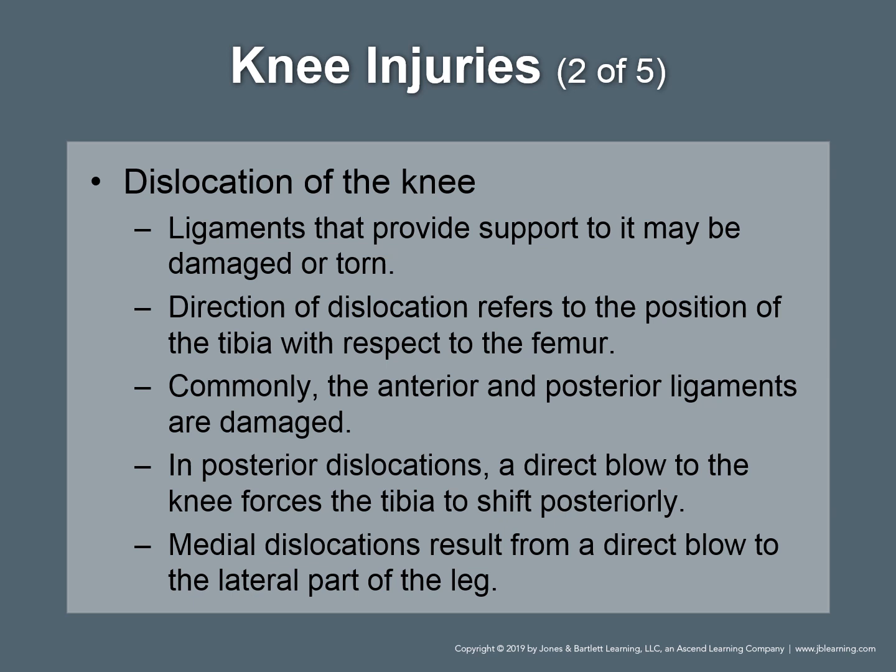Dislocation of the knee, the ligaments are probably going to be damaged or torn. And what happens is the knee has dislocated from the femur and the top of the tibia and fibula. Commonly, the ligaments in the front and back are damaged. Posterior dislocations are like if you get kicked in the knee, it'll dislocate posteriorly. Trauma to the front of the leg will push the knee backwards and cause the posterior dislocation. Medial dislocations result from an injury to the side of the leg. So posterior is an injury to the front, medial is an injury to the side of the leg.